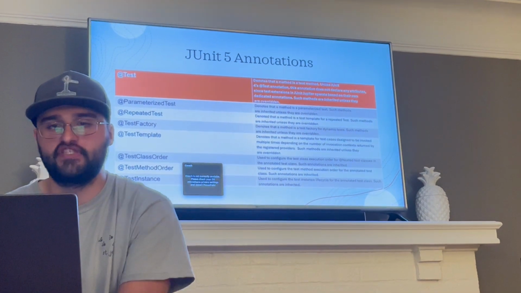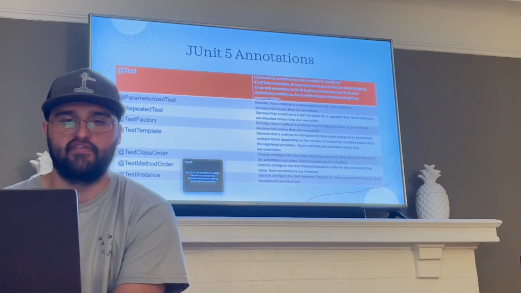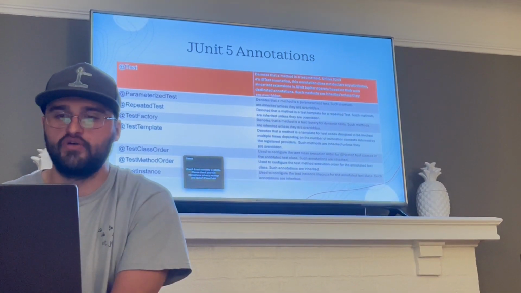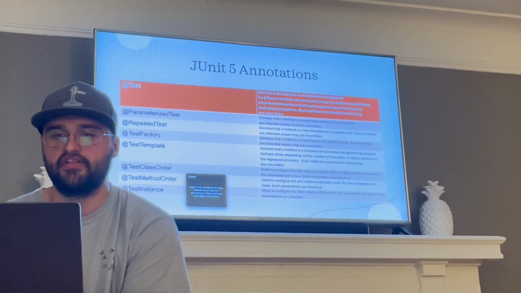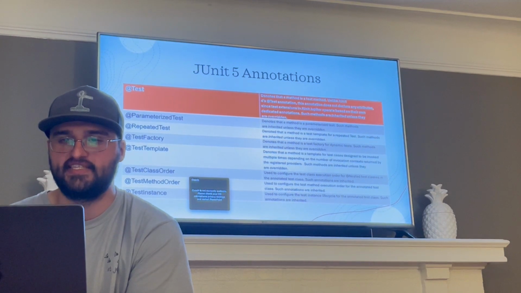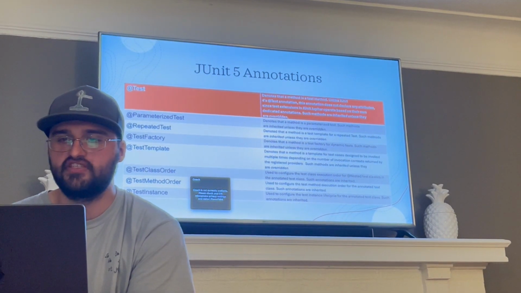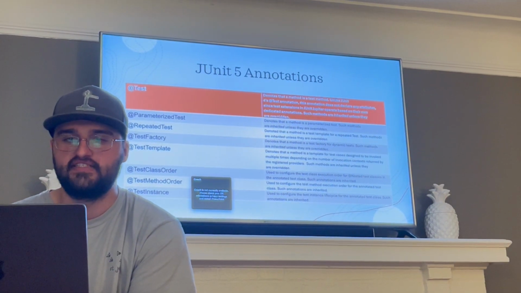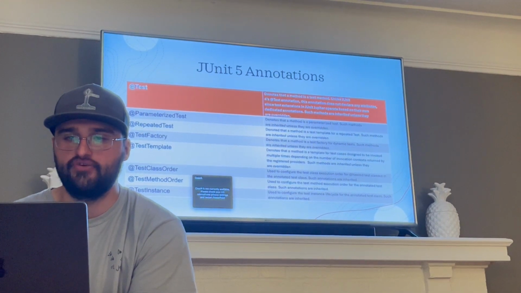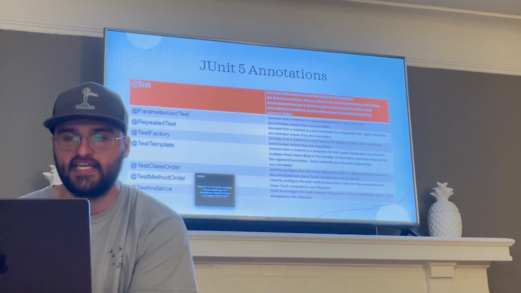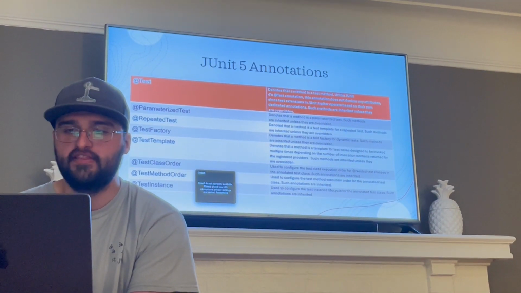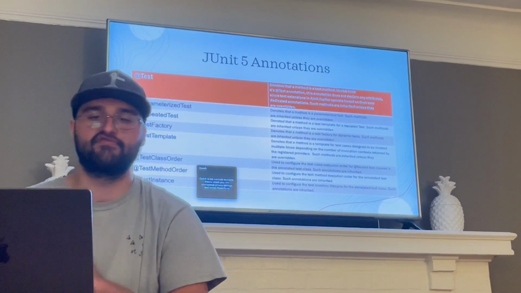All right, now we have some annotations for JUnit 5. We have @Test, which denotes that the method is a test method. Unlike JUnit 4's @Test annotation, this annotation does not declare any attributes, since test extensions in JUnit Jupiter operate based on their own dedicated annotations. Such methods are inherited unless they are overridden.